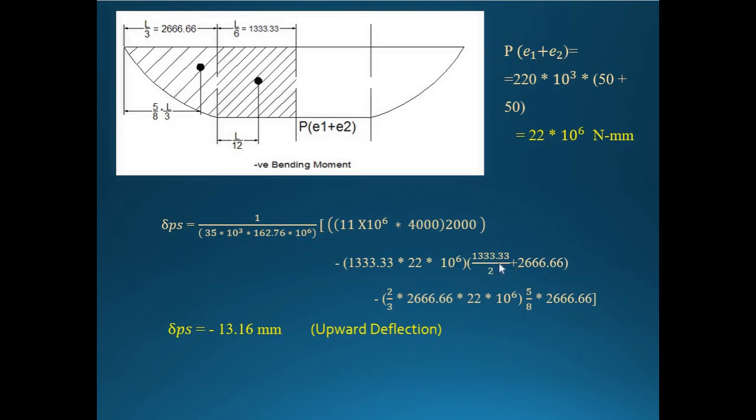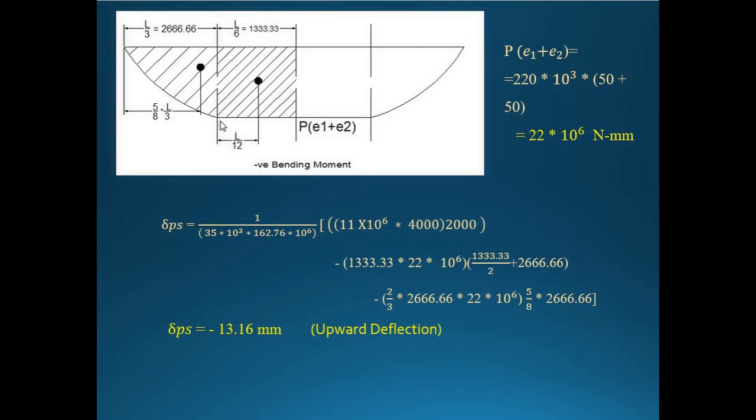Don't get confused by looking at this. L by 6 is already calculated, so I have substituted it in the numerator. In the denominator, it is again half of this, so it is by 2. Plus, the length, the second area is over. Now the third area is the parabolic area. We know the formula for parabolic is 2 by 3 into length into height.